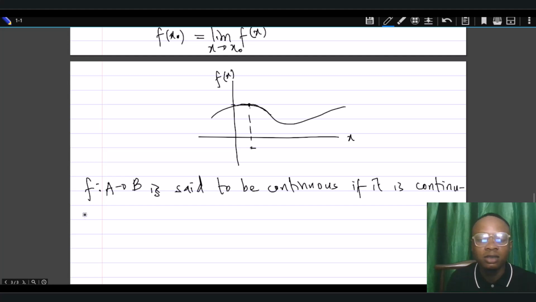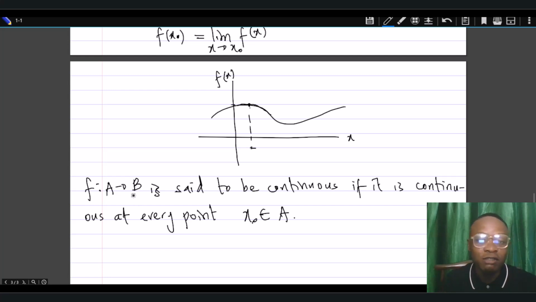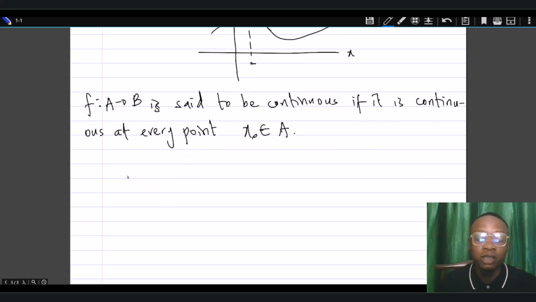If it is continuous at every point in its domain, at every point x naught element of A. So its domain here is A. So if it is continuous everywhere, that means that when we pick a graph of the function, everywhere the function is defined, it is going to be continuous.